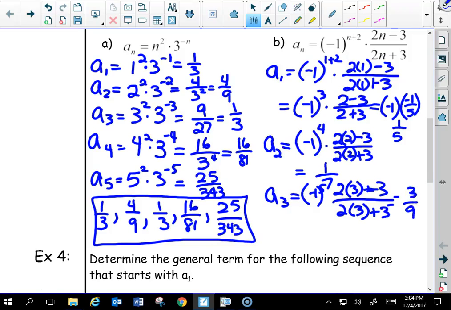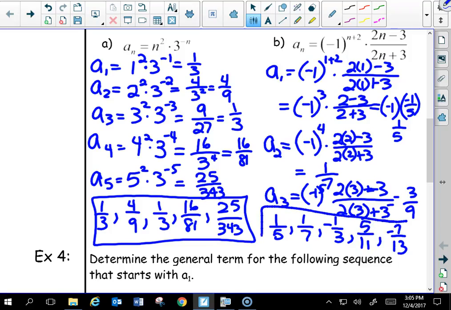So I get, for this pattern, what did I get for my first one? 1/5. And a2 turned into 1/7. Now I'm going to see my sign switch. That'll give me negative 1/3. And my fourth term is going to be 5 over 11. And my last term is negative 7 over 13. Just plug them in and calculate. And that's enough for this video.